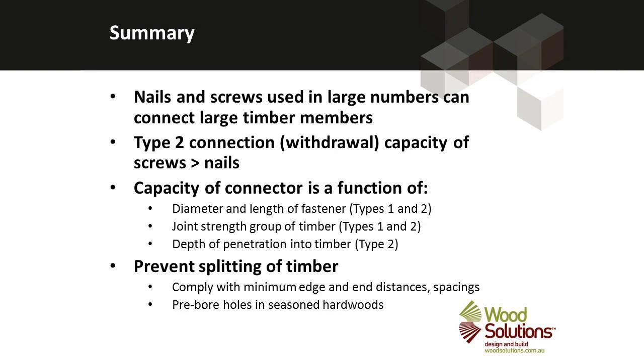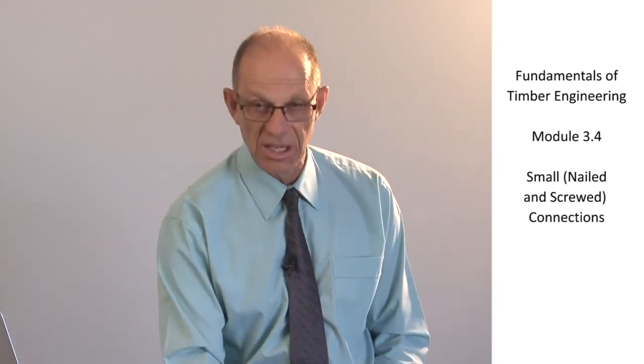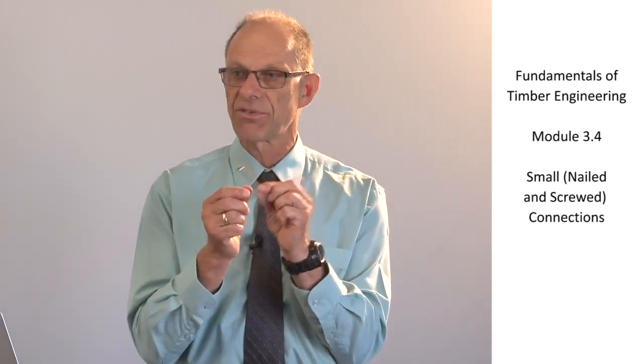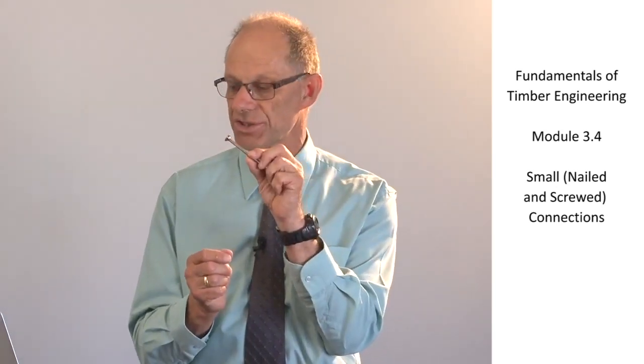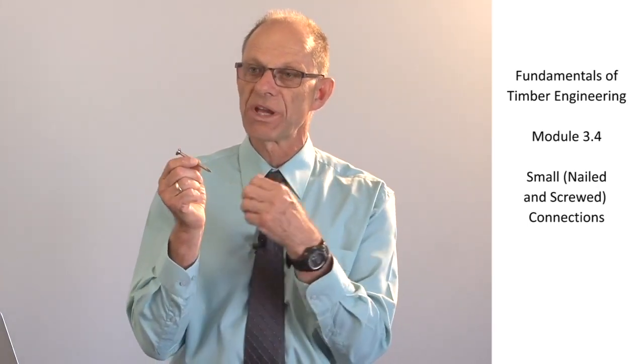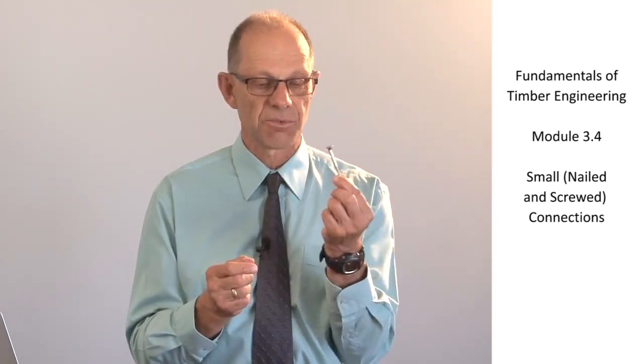In the type 2 connection, a screw has a much higher capacity than a nail, but in a type 1 connection they both have very comparable capacities. The capacity of the connection is a function of the diameter and the length of the fastener, but also the strength of the wood as measured by the joint strength group. And by detailing a connection properly, we can be sure that that connection is going to perform for a large number of years without splitting.